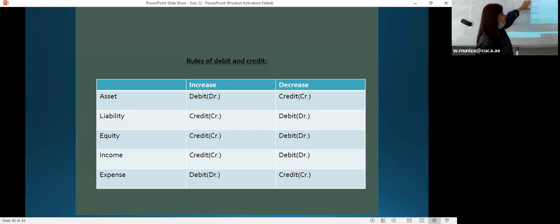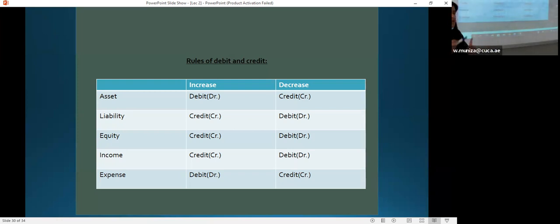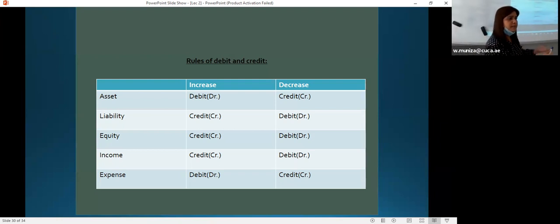Anyhow, the same treatment for equity: when equity is increasing, it's credit. When equity is decreasing, it's debit. Say, for example, investors have invested an amount of cash in the business.